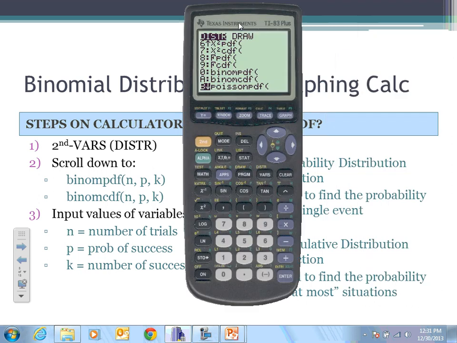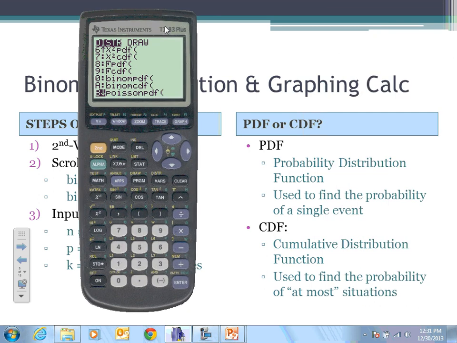Now, we also have to understand the difference between a PDF and a CDF. PDF stands for probability distribution function. This is used to find the probability of a single event. What you can think of here is the word exact. What's the probability that you get exactly 7 correct, or that you flip exactly 8 heads when you flip a coin 10 times? That's a single event.